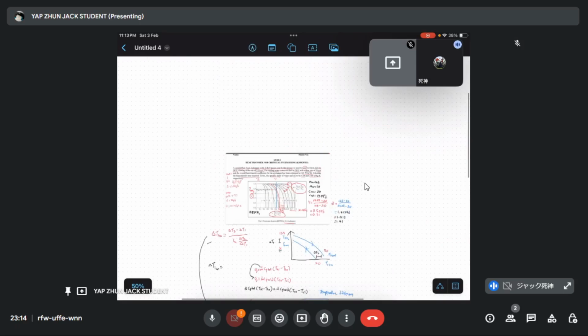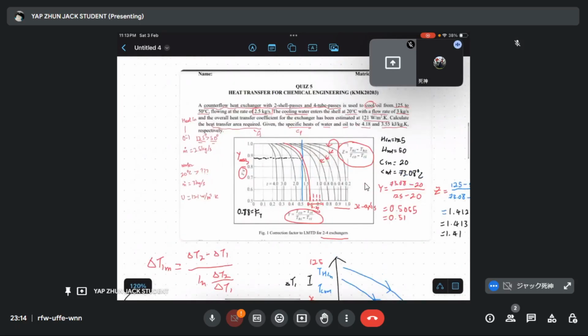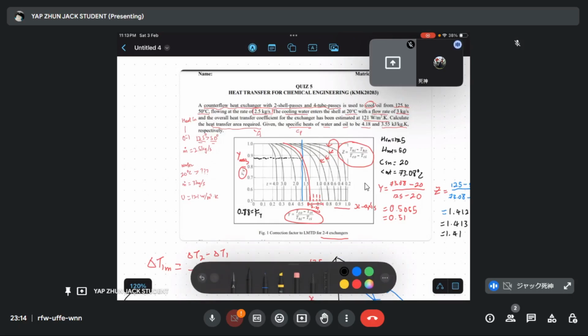Okay, now I already get the change of my TM, your mean temperature. Now we are going to calculate the heat transfer area required. Until here, I need to check which things I already use. Do I use the counter flow heat exchanger? Yes, we already draw the graph. Tick. Two shell passes and four tube passes. Do we already use the appendix? Yes, the graph. Give a tick. We already know which one is hot in, hot out, cold in, cold out. Yes, please take a tick. Flow rate, we know. Yes, we already use it. Take a tick.